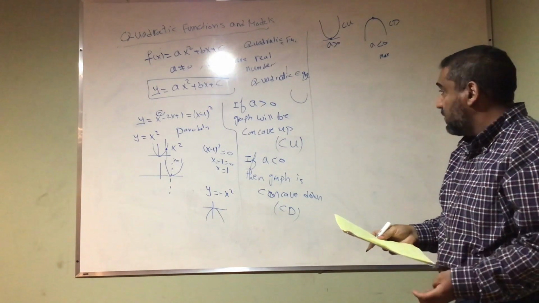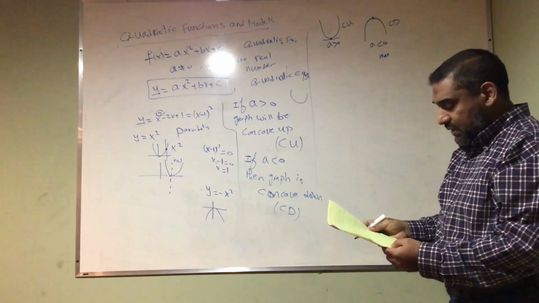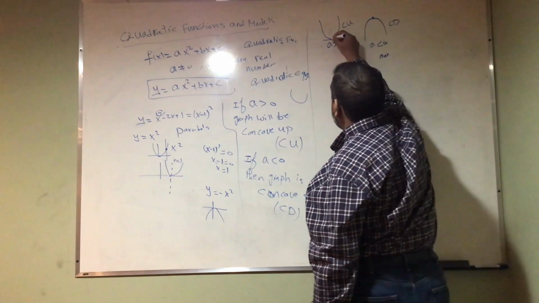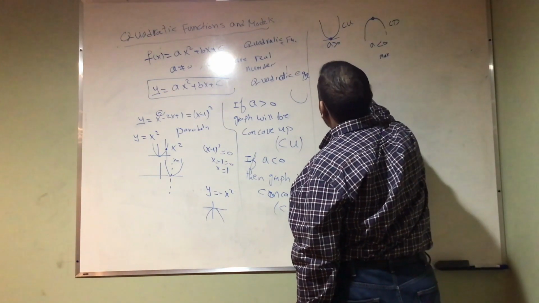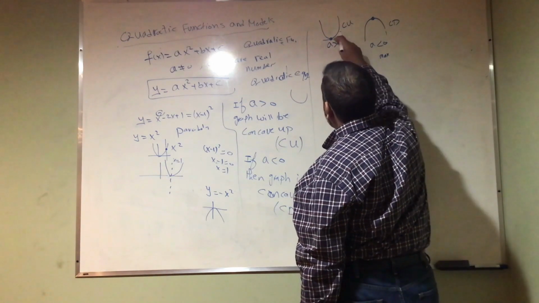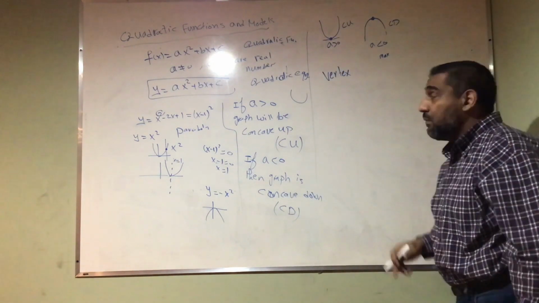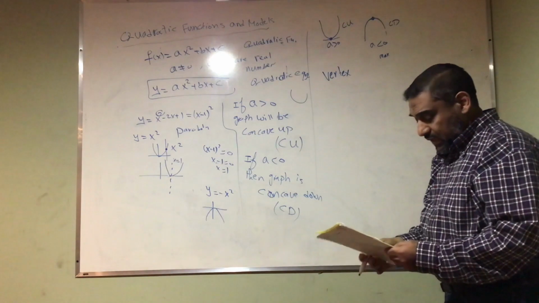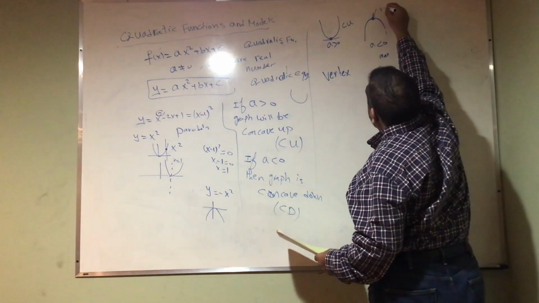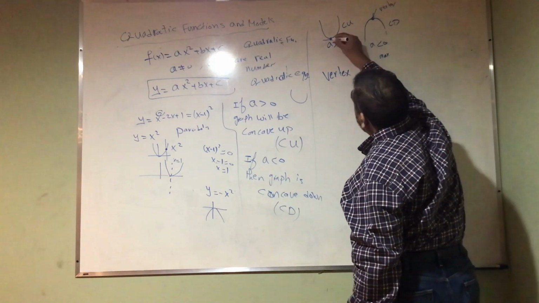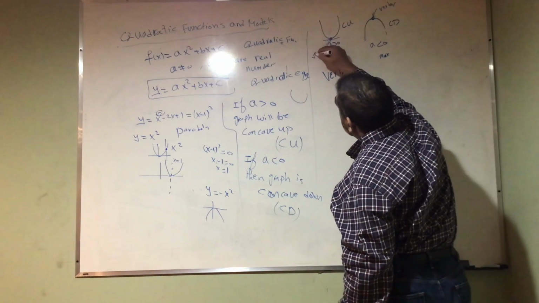So now, how to sketch the graph? I'm going to summarize this in 3 steps. Step number 1. This point here that I have, minimum or maximum, we call it the vertex, guys. So what is the vertex? The vertex is where you have a minimum or a maximum. So this point here, we call it vertex. This one here, we call it vertex. And this one here also, the same, we call it vertex here, guys.